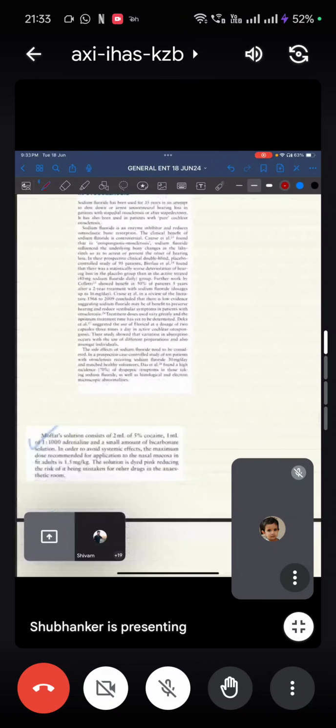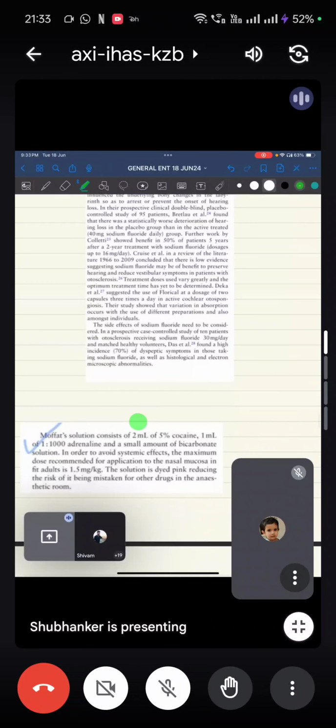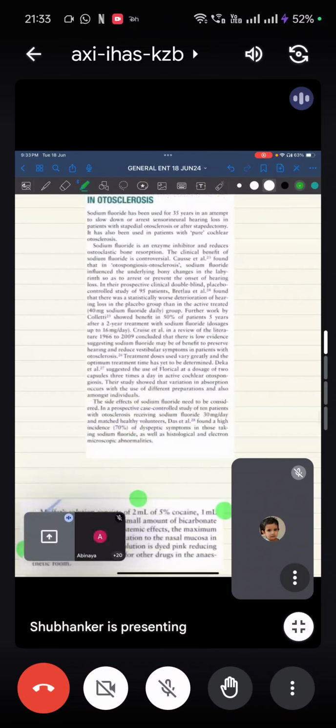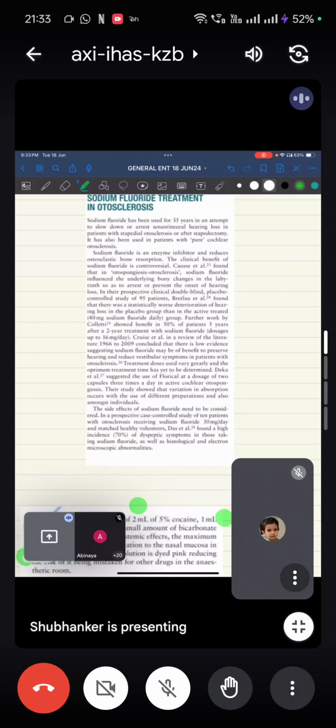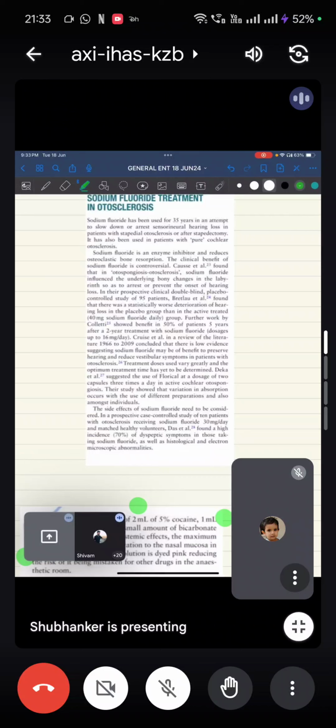So see, this is what Scott Brown mentions, ठीक है? 2 ml of 5% cocaine, 1 ml of 1:1000 adrenaline, and a small amount of bicarbonate, and this is the maximum dose which is available, ठीक है? And see, this was what I was mentioning. They have mentioned multiple things, that this is used for falana problem, and this is the dose which they mention. Benefit in 50% of the patients in 5 years after 2 years treatment with sodium fluoride, dosage of 16 milligram per day, ठीक है? Sure.